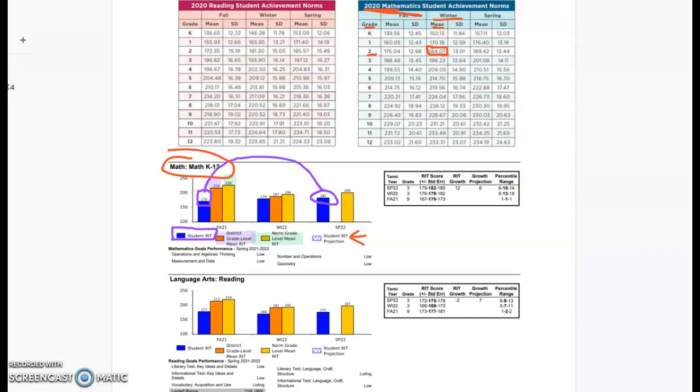The other thing that teachers look at is the percentile rank. Okay. It's the middle number in there. So the student started off at 1 percentile and grew to the 10th percentile over the course of the year, which is fantastic. So what the percentile is it's nationwide 0 to 100.